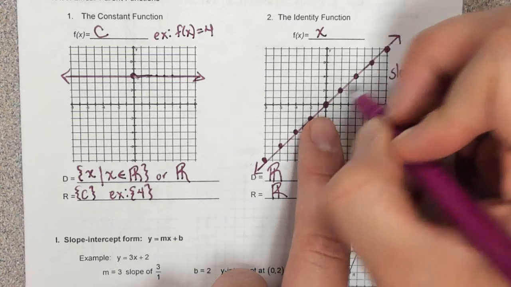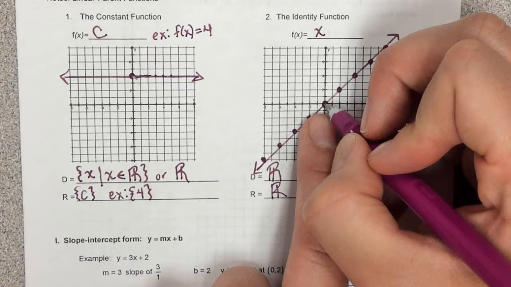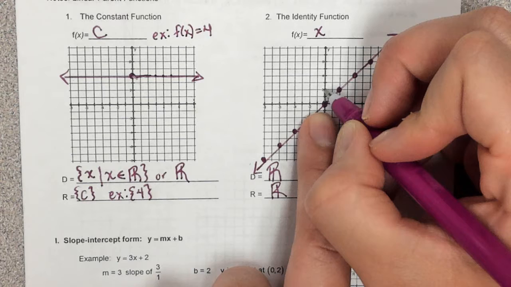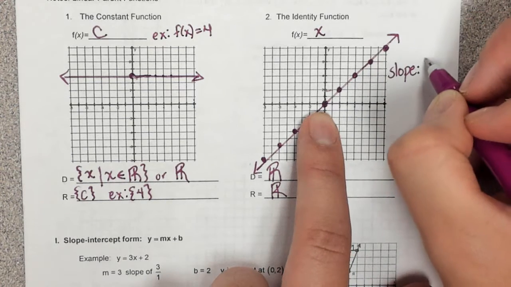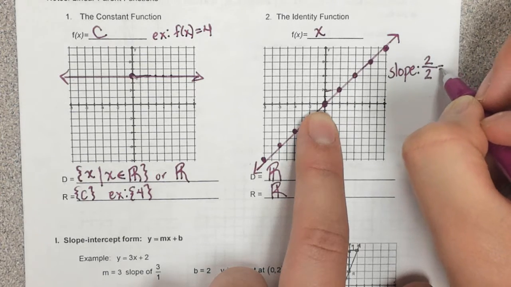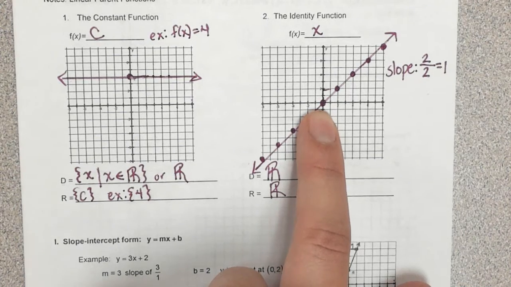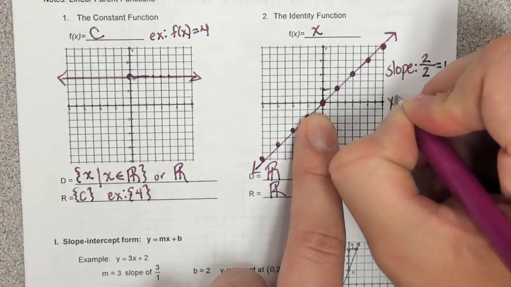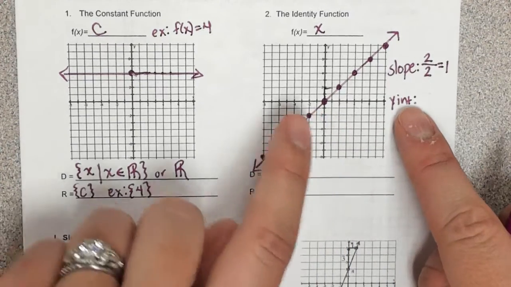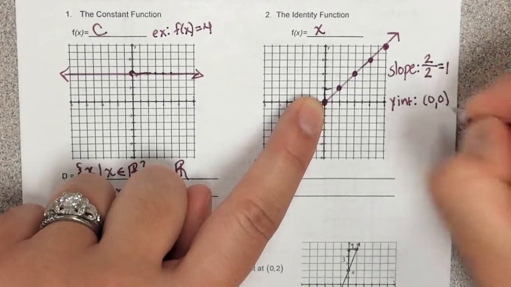So if I look at this one, and I graphed by 2s basically, but if I look at my rise, which is how much I go up or down from point to point, I'm going up 2, and I'm going right 2. Well, rise is 2, over run is 2, and what is 2 over 2 reduced to? 1. So our slope of this we would say is 1. And then our y-intercept, that's where the graph crosses the y-axis. Well, that would just be right here, which is at 0. I'll write the whole point, 0, 0.